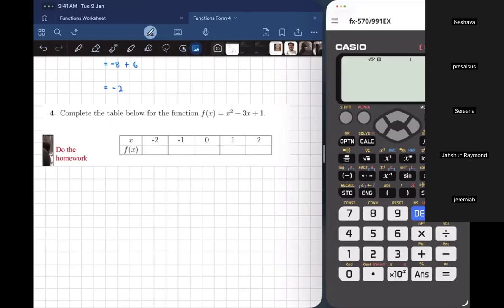If you have a Casio like this, you're going to press menu, and scroll down until you see table. You're going to press 9 to get table. It's then going to ask you to put in the function. In a Casio, to get X, you press alpha, close bracket. Then press the squared button to get X squared, then minus 3, then alpha, close bracket to get X, plus 1. Press equal.